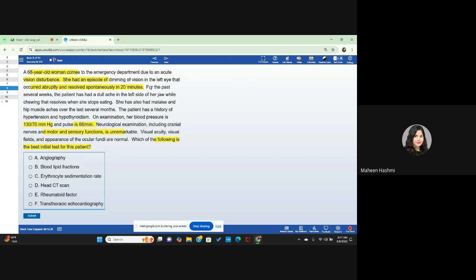Oh, I gave you the answer. Okay, what do you think is now the initial step? ESR. I just said carotid artery. How do you monitor? Angiography. Or maybe I'm distracting you. Maybe it is ESR. You need to figure it out for your own sake. I'm sure it is ESR if it is giant cell arteritis. Best initial test for the patient shouldn't it be ESR?